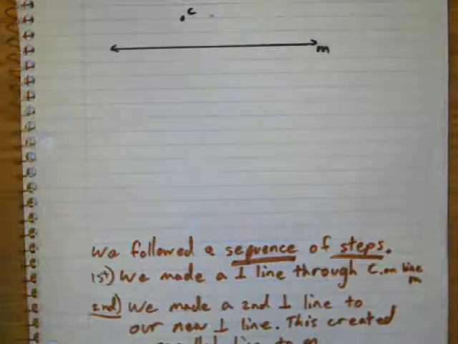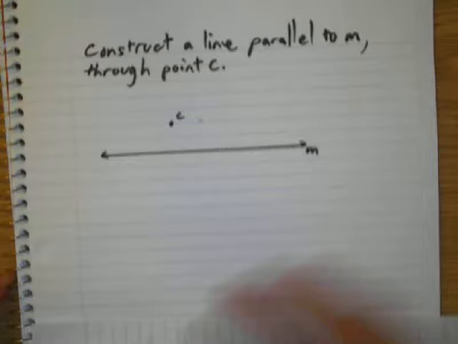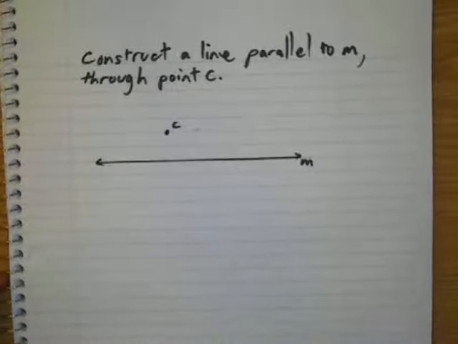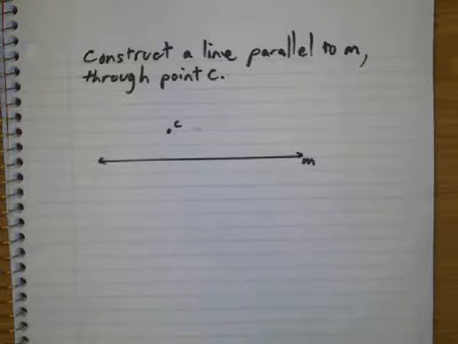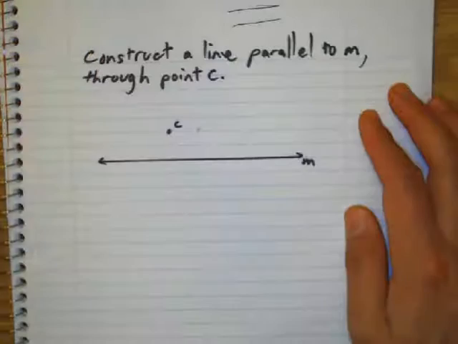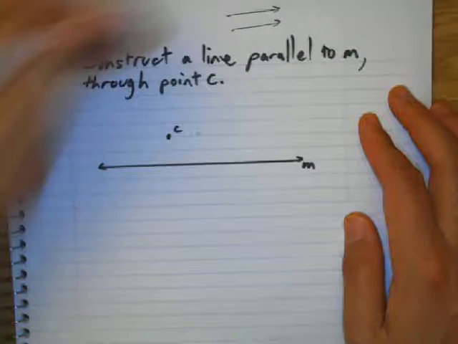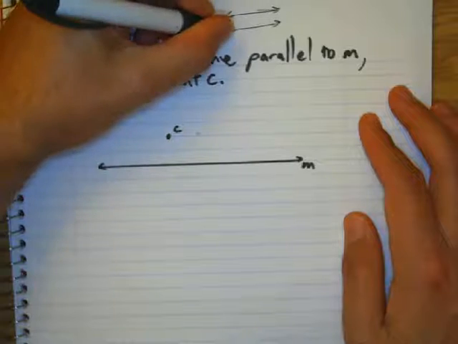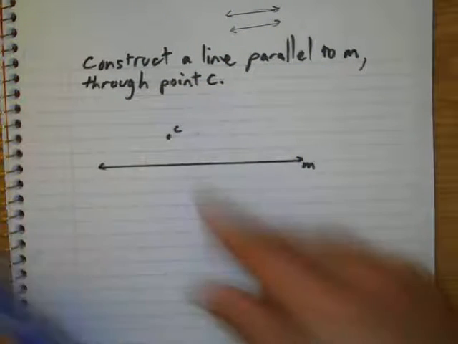Okay, now, this next problem says, construct a line parallel to M through point C. Okay, so to make parallel, just a little sketch. Parallel means the lines are going the same direction. Okay, so how am I supposed to do that? Well, we know how to make perpendicular lines, right? So let's make a perpendicular line through point C.